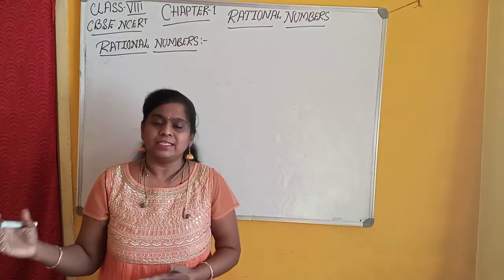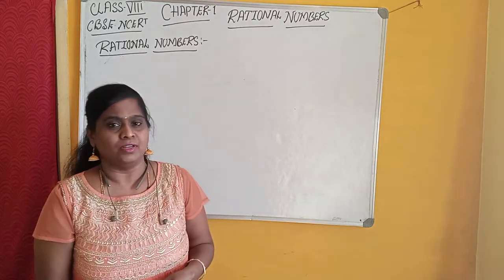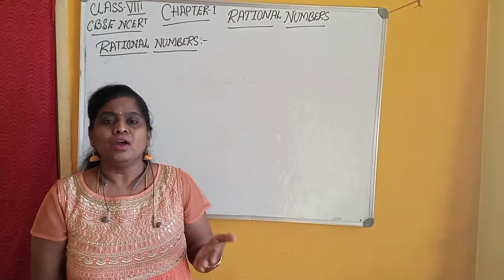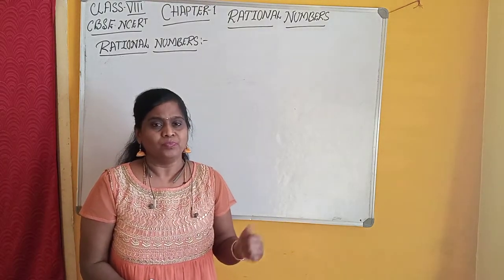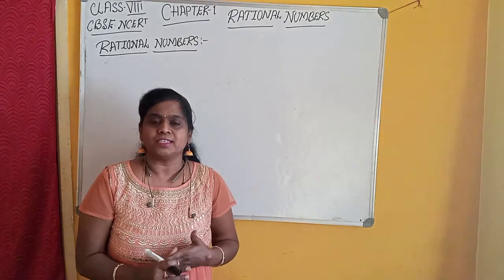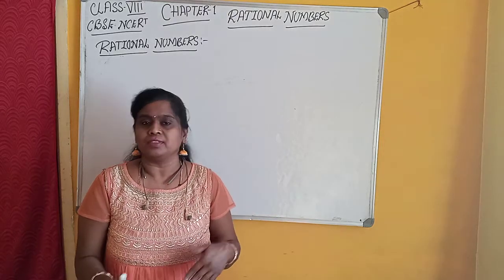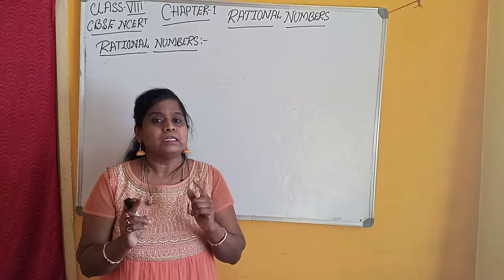1, 2, 3, 4, etc., up to infinity are called the natural numbers. And the whole numbers. Whole numbers are the natural numbers along with 0. Integers. The integers consist of the positive numbers, the negative numbers along with 0.